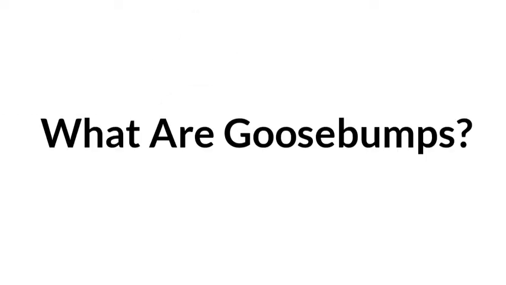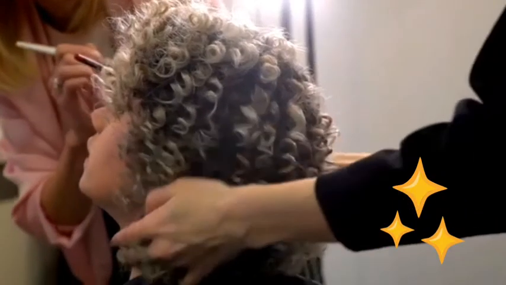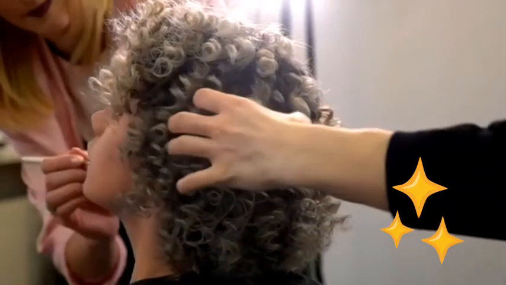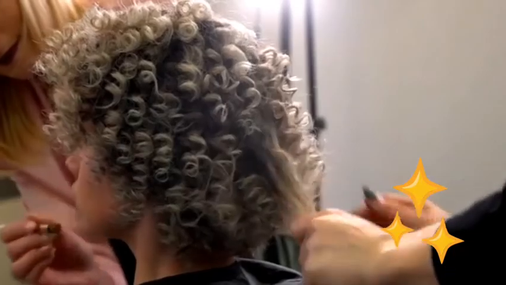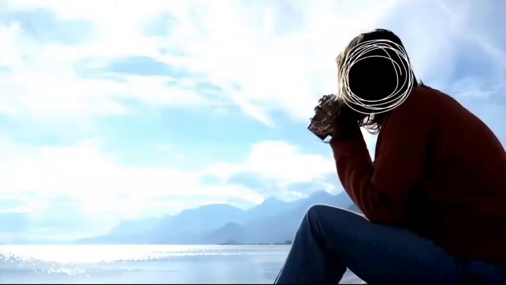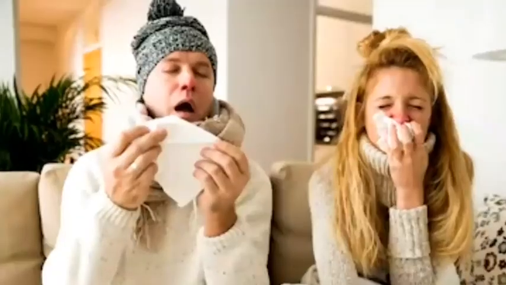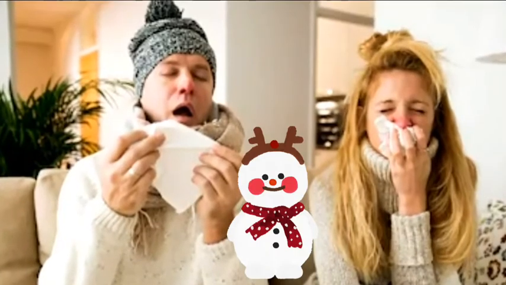What are goosebumps? Goosebumps, also called cutis anserina, which is the Latin translation of the skin of the goose, are the bumps that result from the erection of the hairs in our skin. It is an involuntary, or uncontrollable, response to cold temperatures or strong emotions. How do we get them?